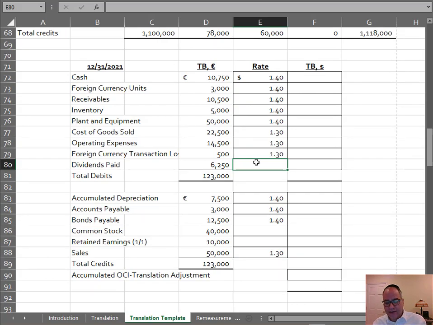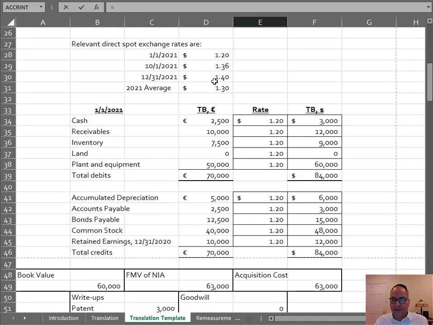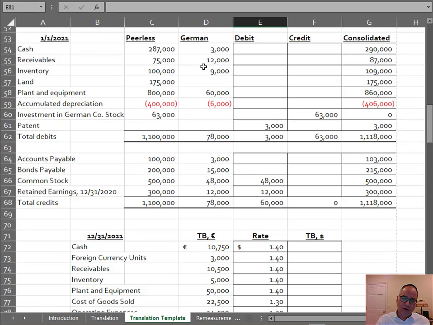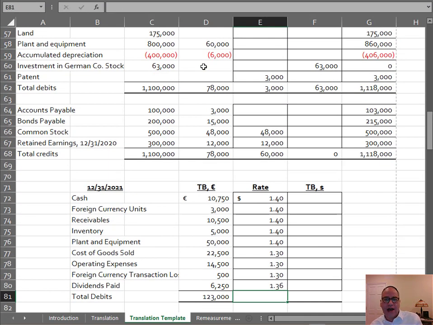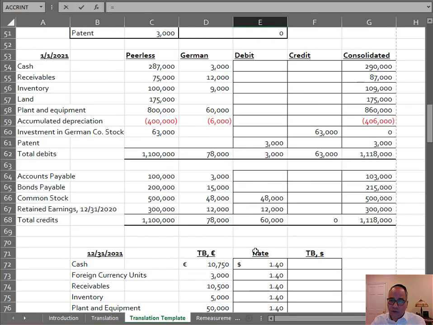The dividends are going to go at the historic rate. That would be the rate on the date of the dividend, which was October 1st, or $1.36. We have to do that in order for the dividend to eliminate when we do the consolidation. Common stock is going to go at the historic rate, which was $1.20.